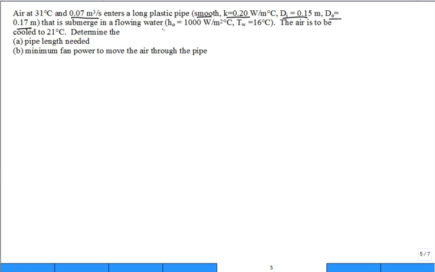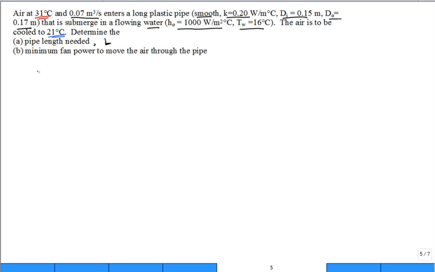The plastic pipe is submerged in flowing water, and so on the outside of the pipe there's a large convection coefficient, and it's exposed to the water at 16 degrees C. The air is to be cooled from an inlet of 31 degrees C to an outlet of 21 degrees C. So there's a 10 degree C temperature change in that pipe. Determine the pipe length needed. So we want to find L. And then after we find L, we'll calculate part B. But what is that total pipe length needed?